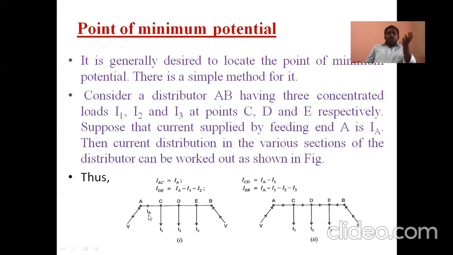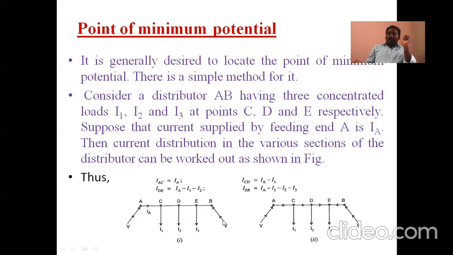The voltage drop between A and B is simply given by the formula. At A the voltage is V, at B the voltage is V. That means the voltage difference VA minus VB is V minus V. Then what about the currents? The current is like this simply. The current is IA.